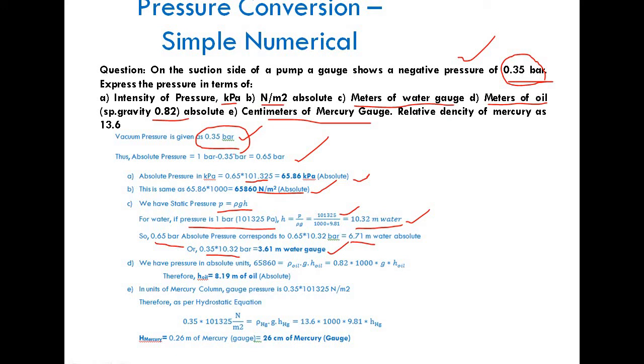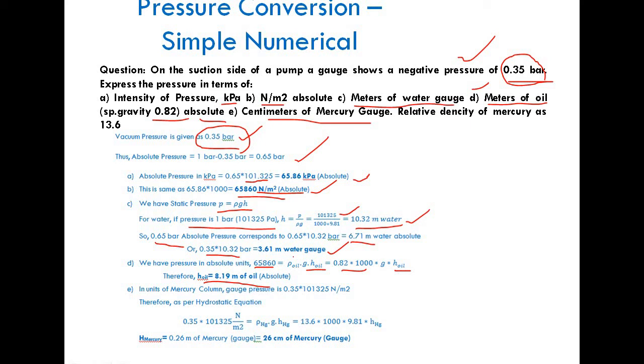D, meters of oil, specific gravity given as 0.82, absolute units. So how to get that? Same equation you can use. What is pressure here? Pressure is, you see, 65860 Newton per meter square. You can substitute this as rho g h, rho of oil into g into h of oil. What is the rho of oil? 0.82 into 10 raised to 3. g is given and h of oil. So what is h of oil? You can substitute P by rho g. That will give you 8.19 meters of oil absolute.